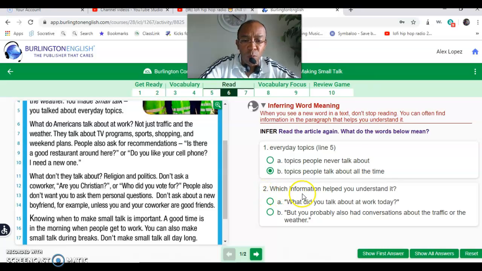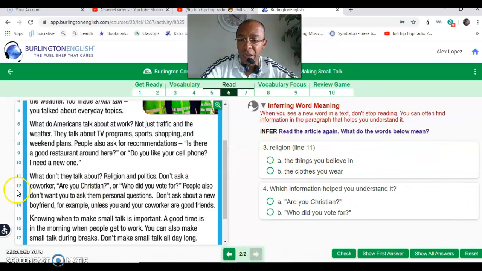Number 2, which information helps you understand it? What did you talk about at work today? B, but you probably also had conversations about the traffic or the weather, right? The weather and traffic are everyday topics, so that would be a good answer.